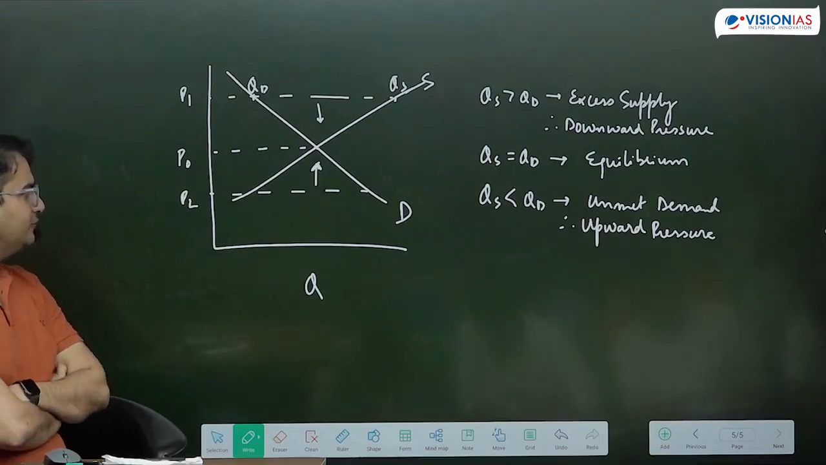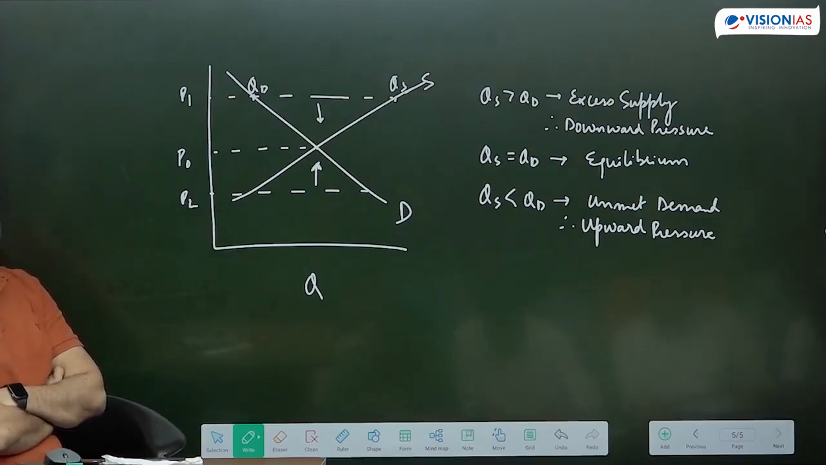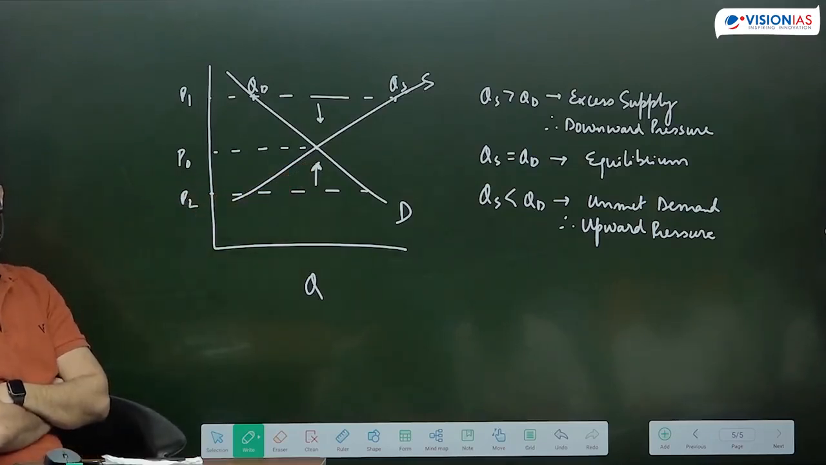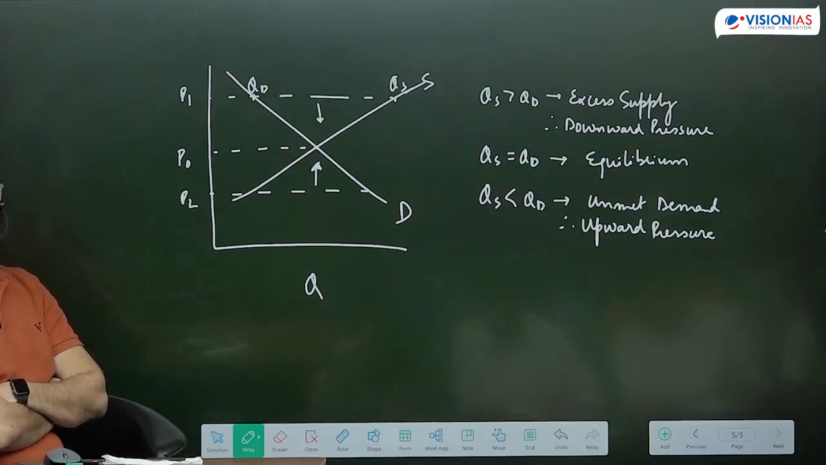At this price there is excess supply, ब्रैकेट में लिखो QS greater than QD, bracket close, full stop. There are suppliers who can sell their produce at a price less than P1.